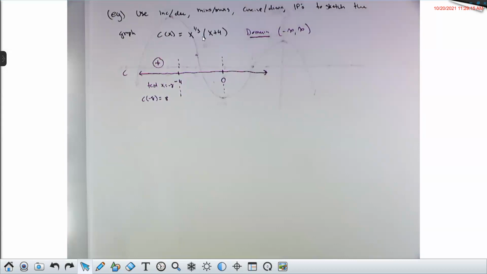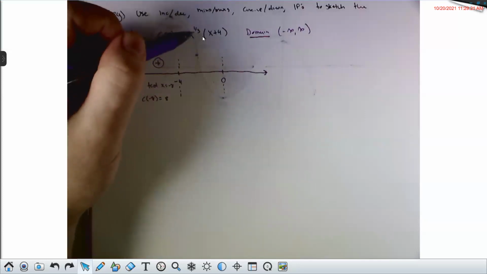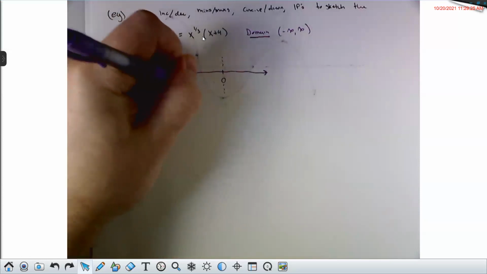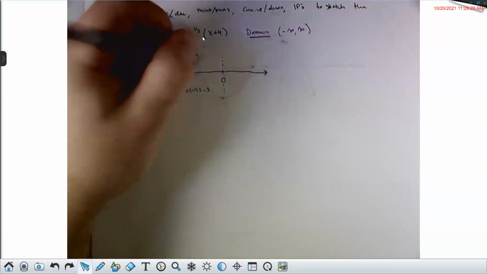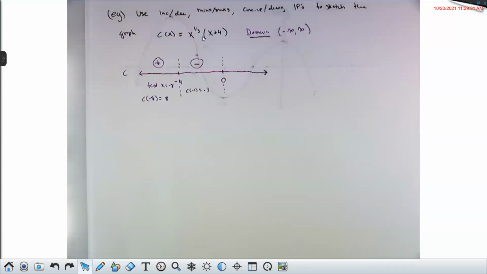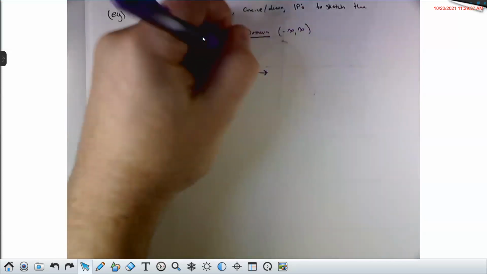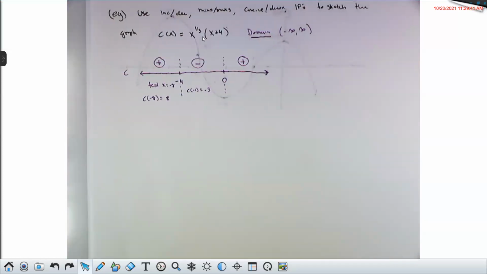Between -4 and 0, we could test -1. If we plug -1 in here, the cube root of -1 is -1. -1 plus 4 is +3, so C of -1 is -3. In particular, it is negative. And if you test something to the right of 0, both of these factors would be positive. Or you could say this is a multiplicity 1 factor, so you'll have to change sign as you hop over the 0.